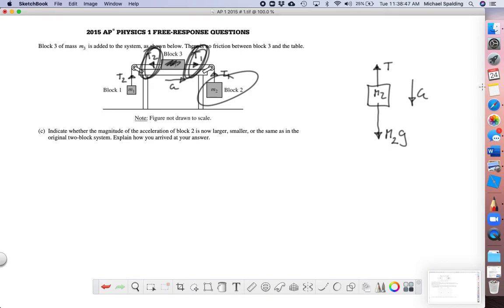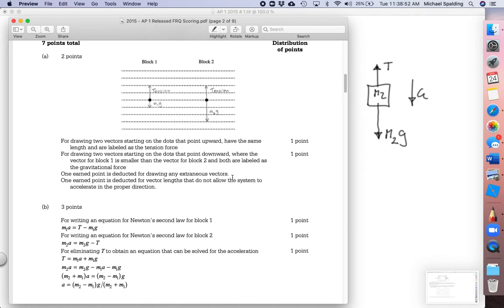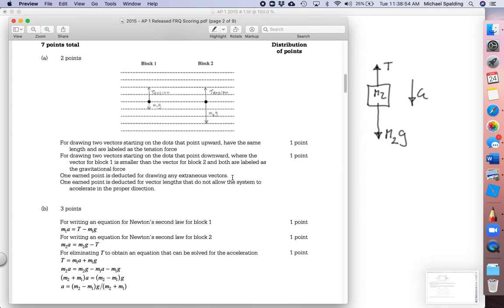All right, let's take a look at what the actual College Board answers are and make sure we hit everything. Here's the answer key. For the first question, 1 point was awarded for drawing 2 vectors starting on the dots that point upward and have the same length. These tensions must be the same length. The second point was for drawing 2 vectors starting on the dots pointing downward, where the vector for block 1 is smaller than the vector for block 2.